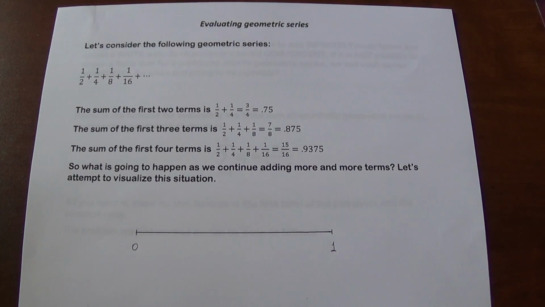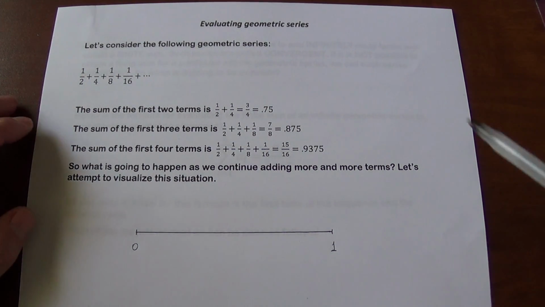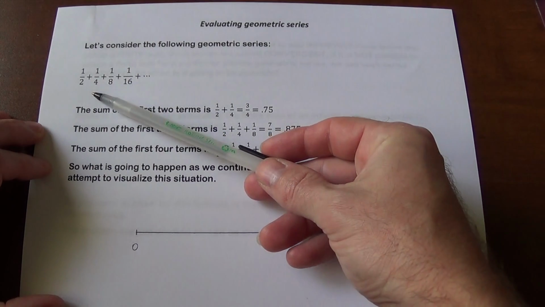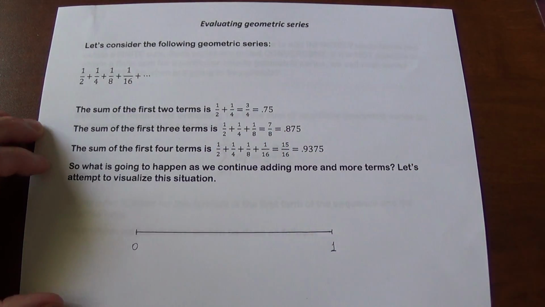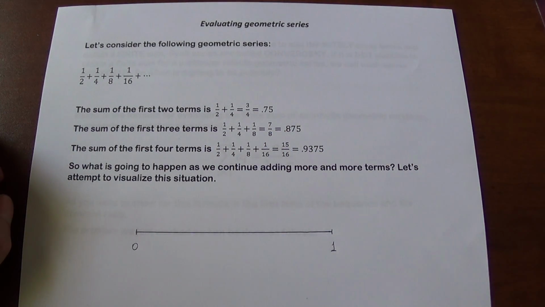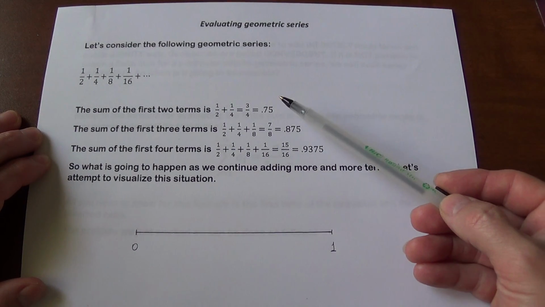Hi, today we're going to talk about evaluating geometric series, but some special cases. So let's consider this series: 1/2 plus 1/4 plus 1/8 plus 1/16. I hope you can see that this is a geometric sequence that has the common ratio of 1/2. If you keep multiplying 1/2 by half, you get 1/4, multiply that by 1/2, you get 1/8, etc. So we're going to start adding terms.